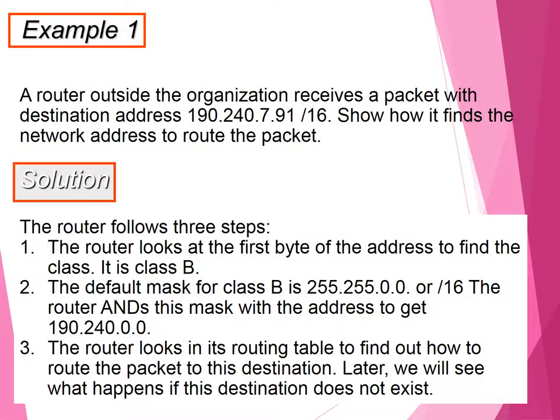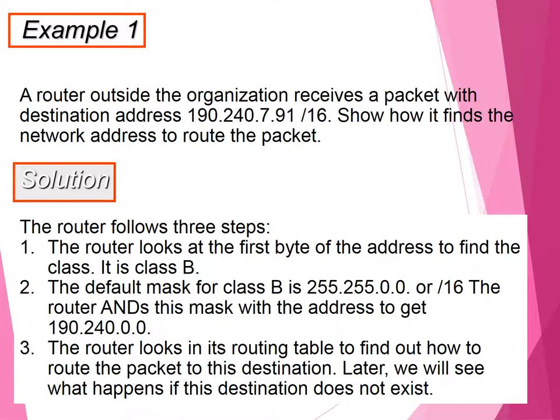Example 1. A router outside the organization receives a packet with destination address 190.240.7.91/16. Show how it finds the network address to route the packet. The router follows 3 steps. The router looks at the first byte of the address to find the class. It is class B. The default mask for class B is 255.255.0.0 or /16. The router ANDs this mask with the address to get 190.240.0.0. The router looks in its routing table to find out how to route the packet to this destination.